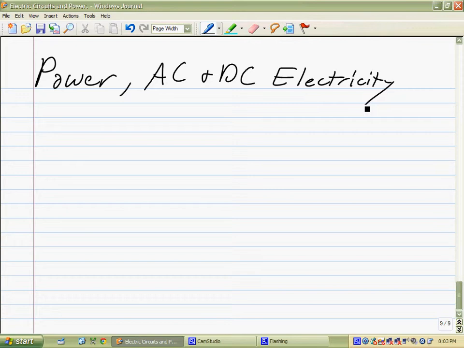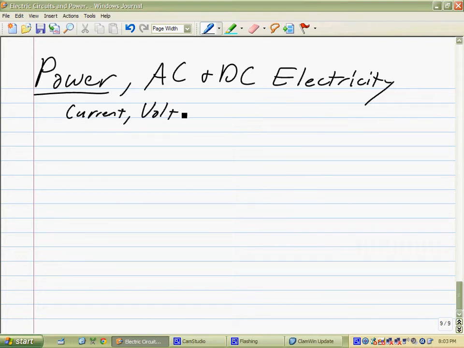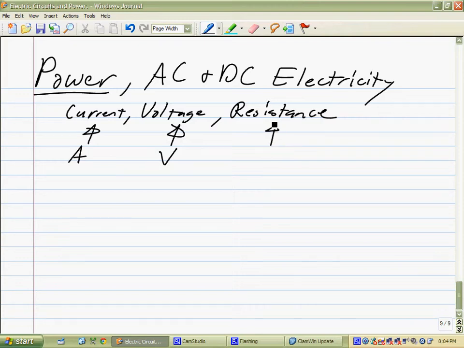So when we start off with power, so far we've talked about three big quantities. We've talked about current, voltage, and resistance. So current's the flow of electricity, which we measure in amperes. Voltage is that energy behind the electricity that gets it to move, that makes the current, and we measure that in volts. And then resistance is that slowing down of the current that keeps it from getting too fast, and it takes that energy from the voltage and turns it into other things. We measure that in ohms.